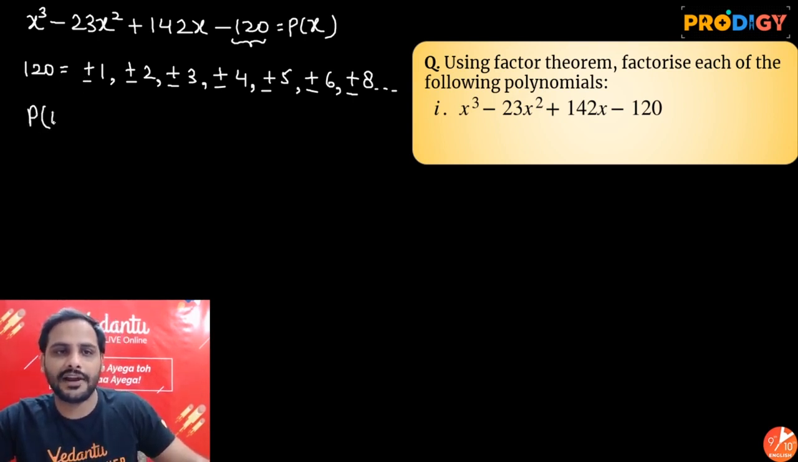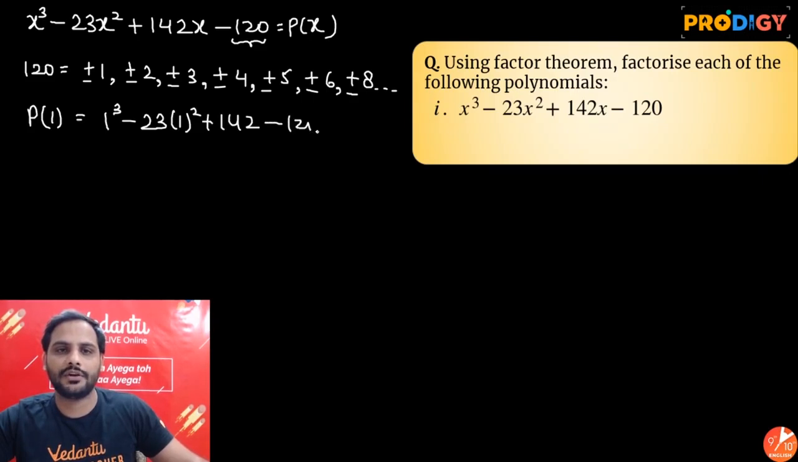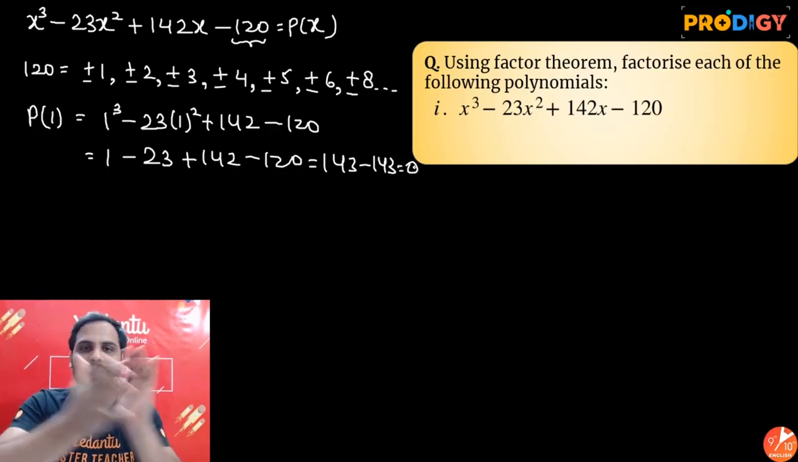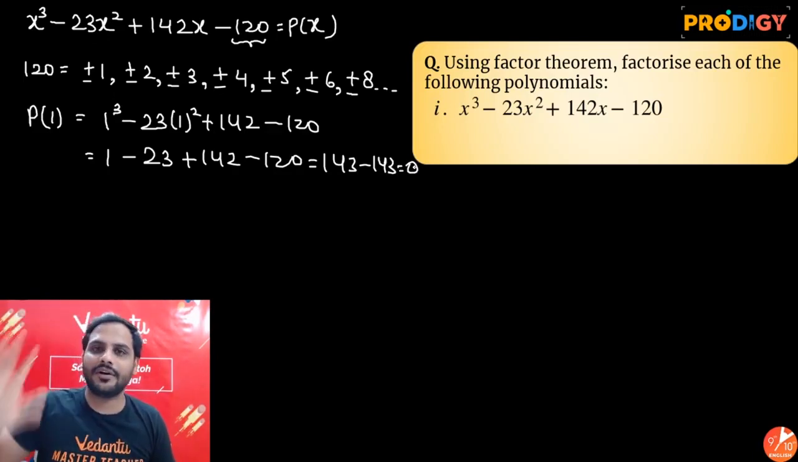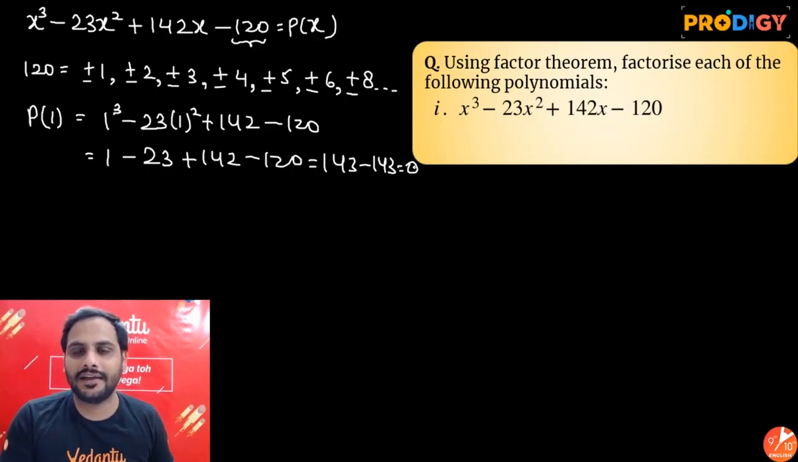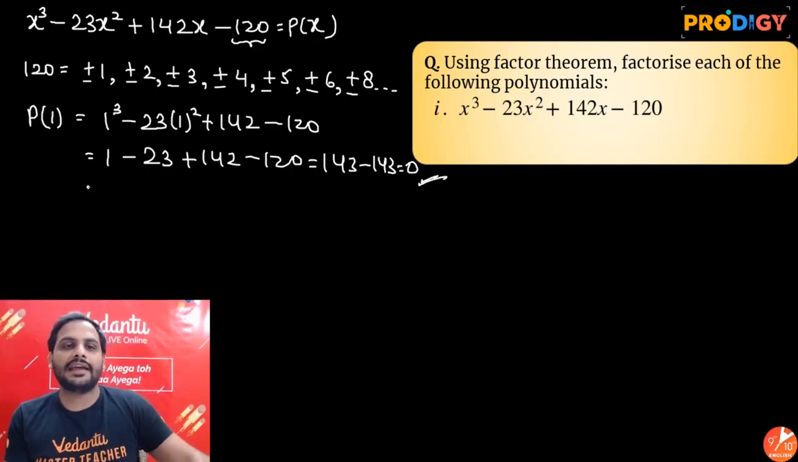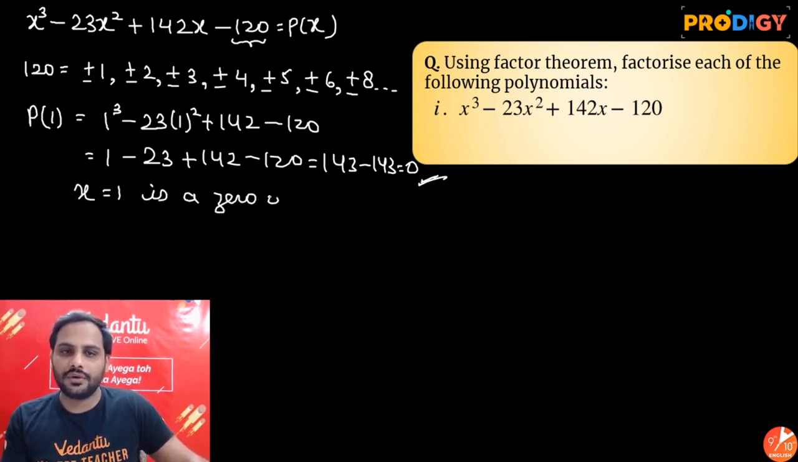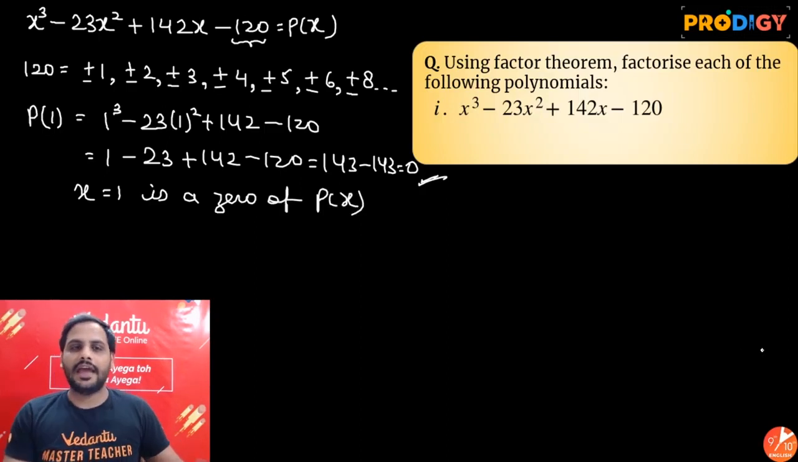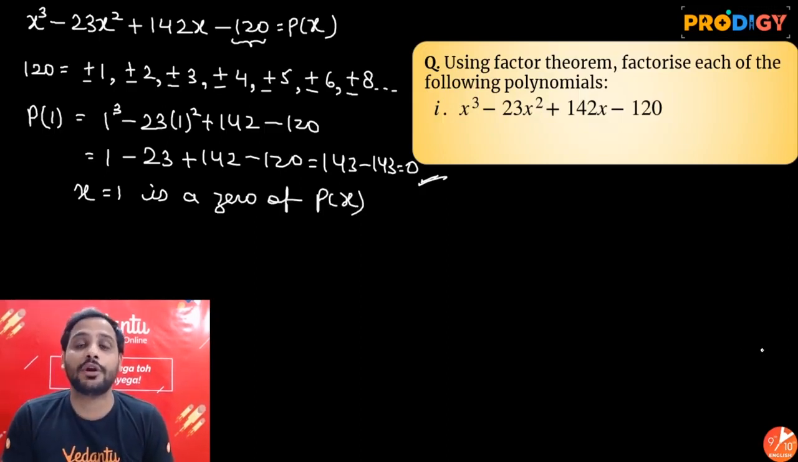So the value of the polynomial at x equal to 1 will be 1 cube minus 23 into 1 square plus 142 minus 120. So 1 minus 23 plus 142 minus 120, and it is 143 minus 143, which is equal to 0. First trial, we have hit the bull's eye, because we have got our 0. I can say x equal to 1 is a 0 of this polynomial p of x.